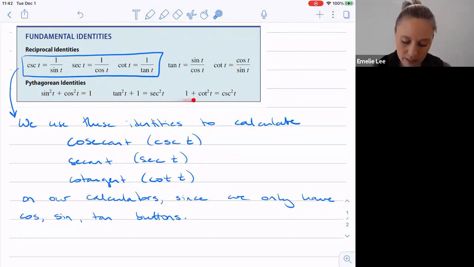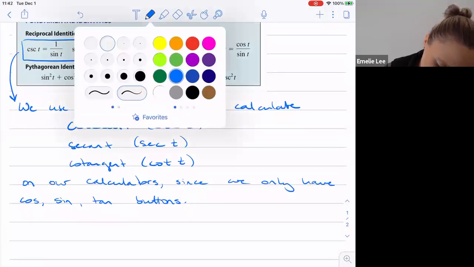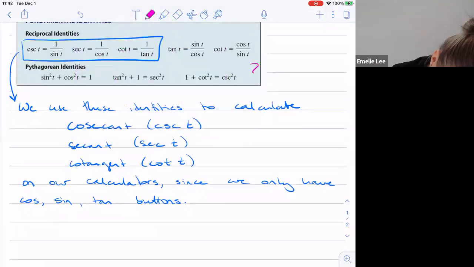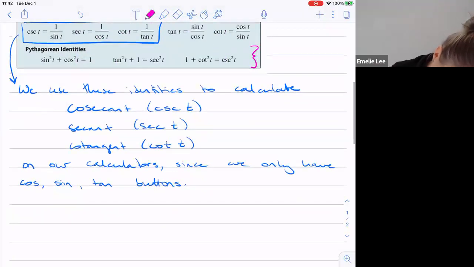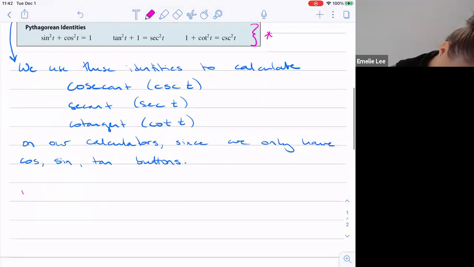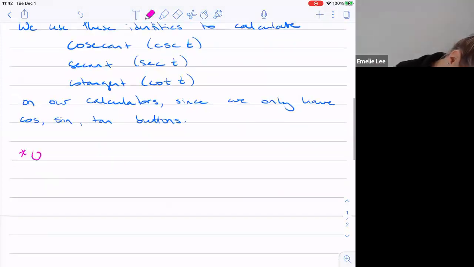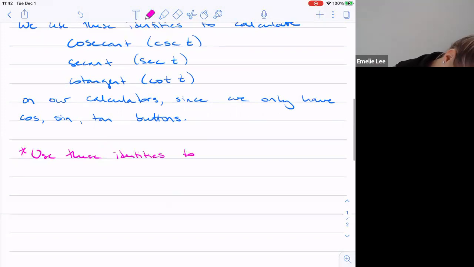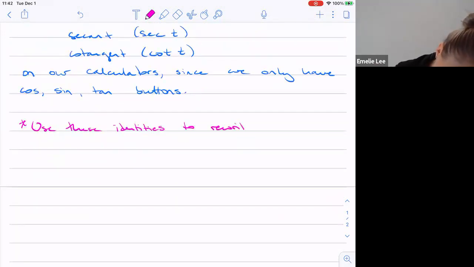We also talked about the Pythagorean identities. So these are identities in case we need to rewrite a function, and we can just kind of morph functions. So here, I'll just put a little star here. Use these identities to rewrite a trig function.